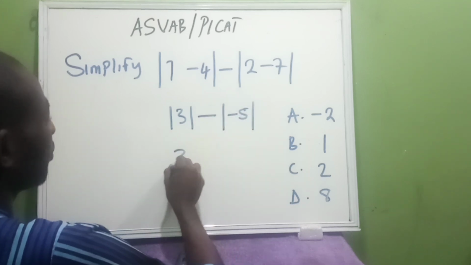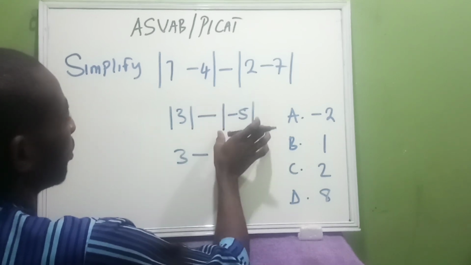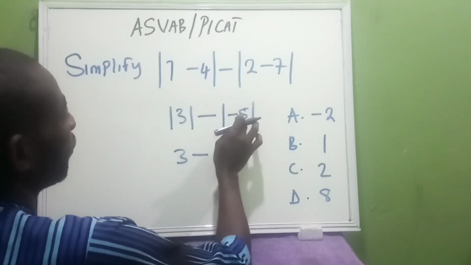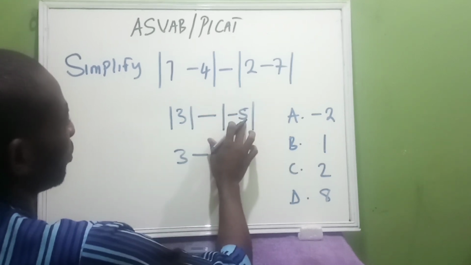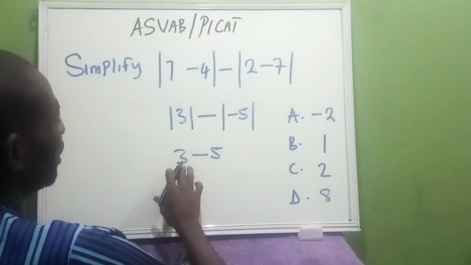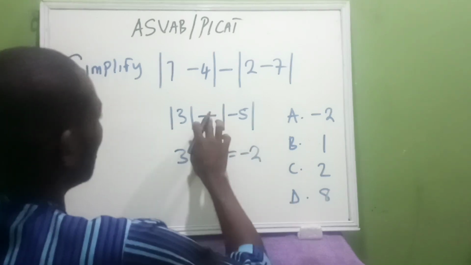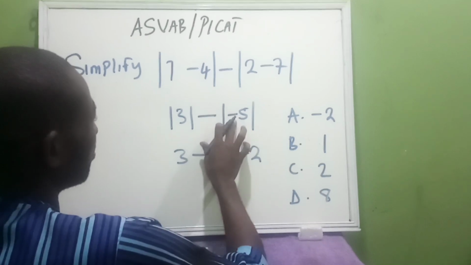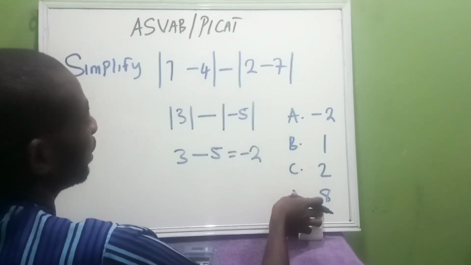So here now we're going to have 3 minus. Instead of saying minus times minus, we now do that. Because of this, we take the absolute value of 5 and that will give us 5, not minus times minus. So we now have 3 minus 5, which will give us minus 2. If you mistakenly times minus, you are going to have plus, and 3 plus 5 will give you 8. And that 8 is the wrong answer.